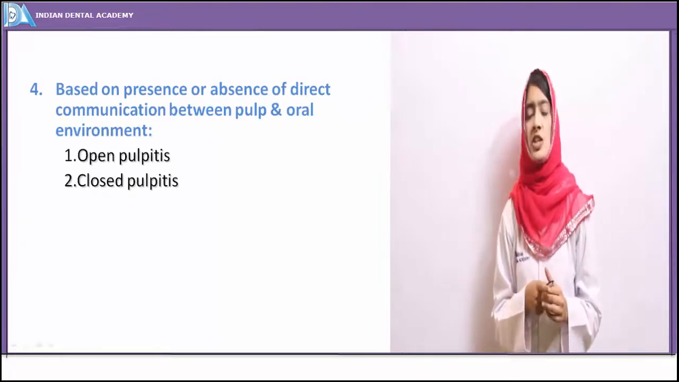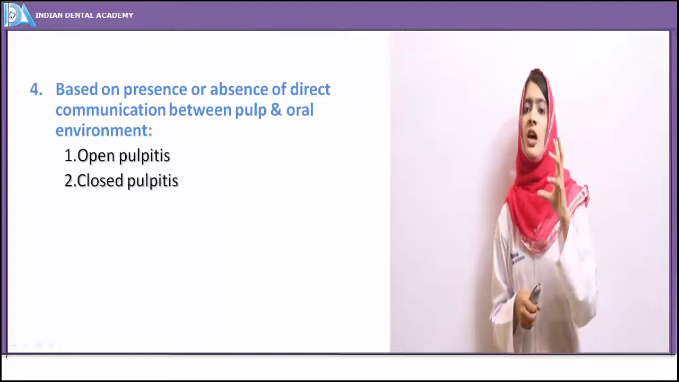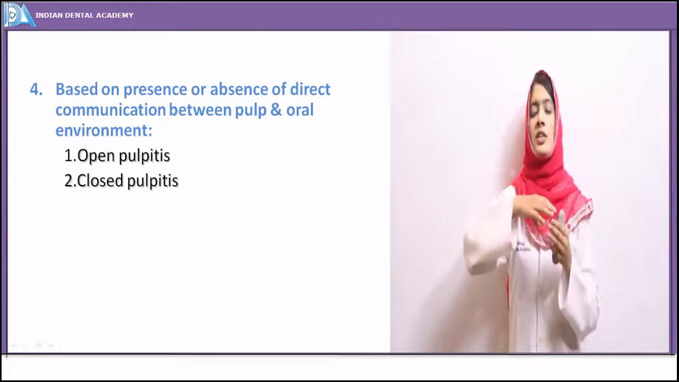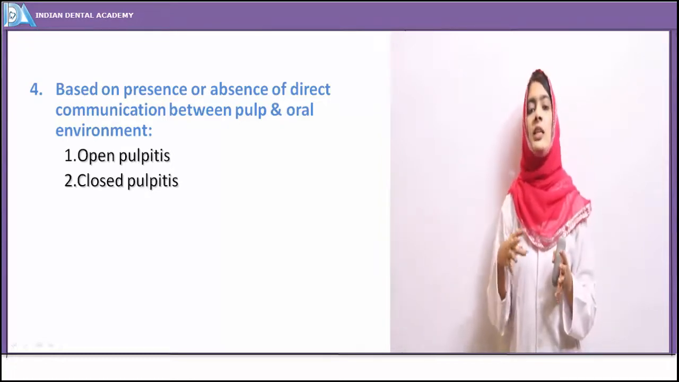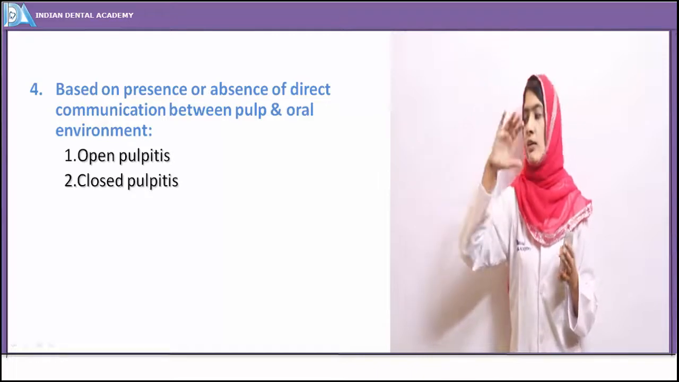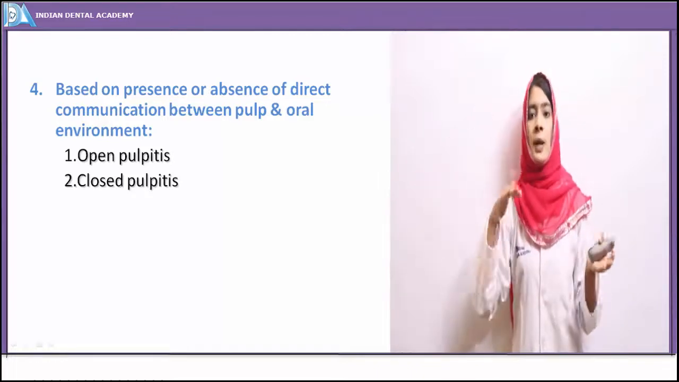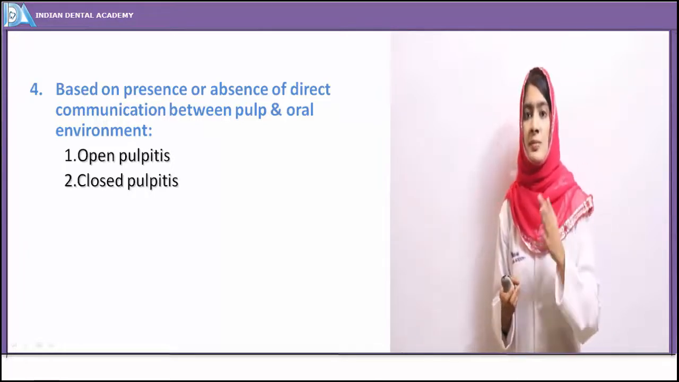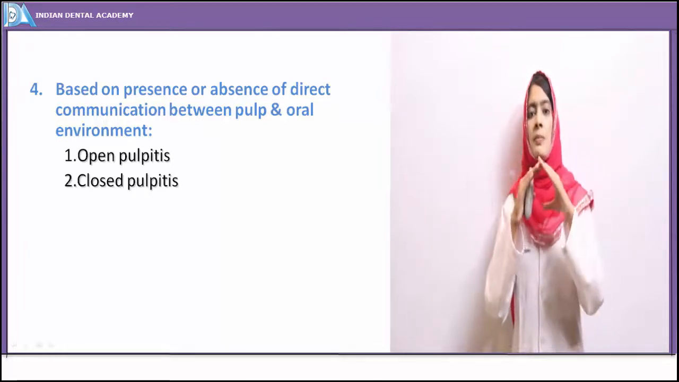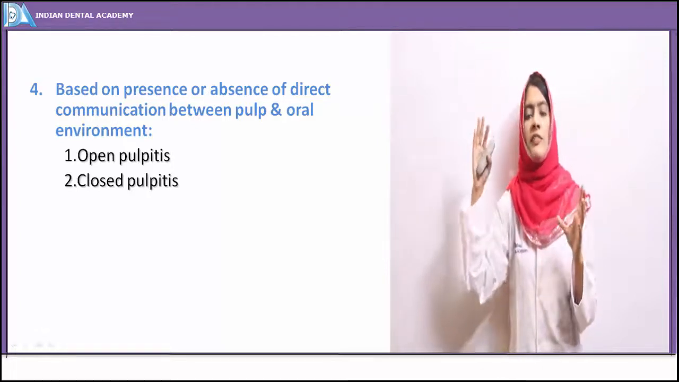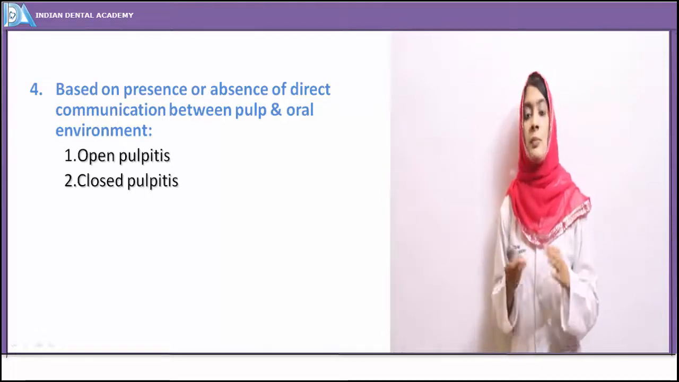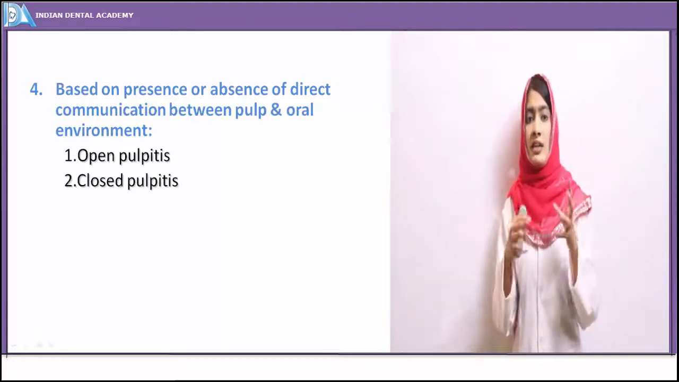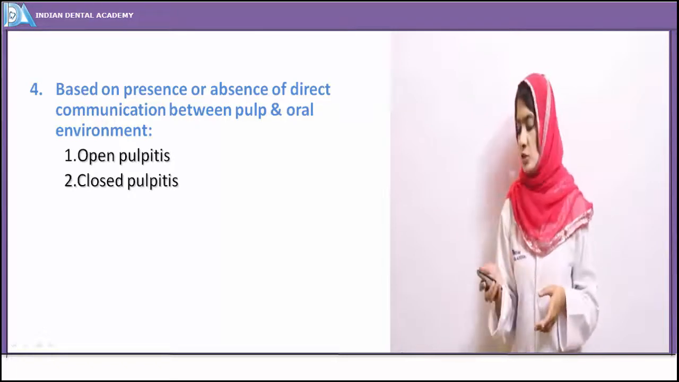And based on the presence or absence of pulpal infection, or based on the communication of the pulp to the oral cavity. Suppose the carious process has completely dissolved all of the enamel and dentin, and the pulp is directly exposed to the oral cavity. Based on that, it is divided as open pulpitis and closed pulpitis. In open pulpitis, because the pulp chamber is not closed and is exposed to the oral cavity, a little lesser symptoms are seen. But in closed pulpitis, because it is a closed chamber, not exposed to the oral cavity, aggravation of inflammation occurs, leading to abscess formation.